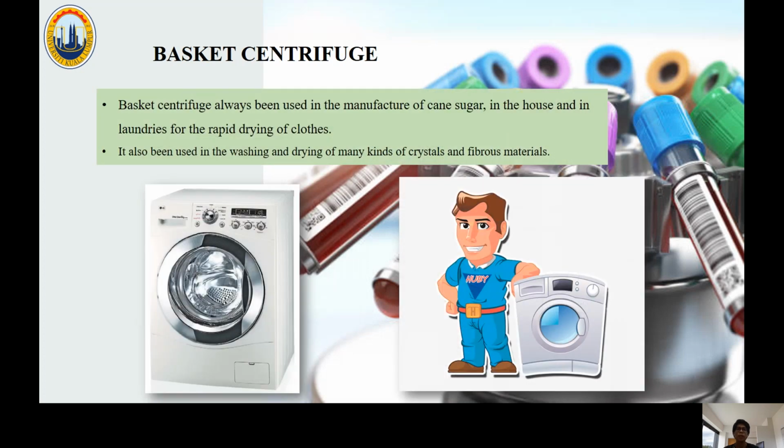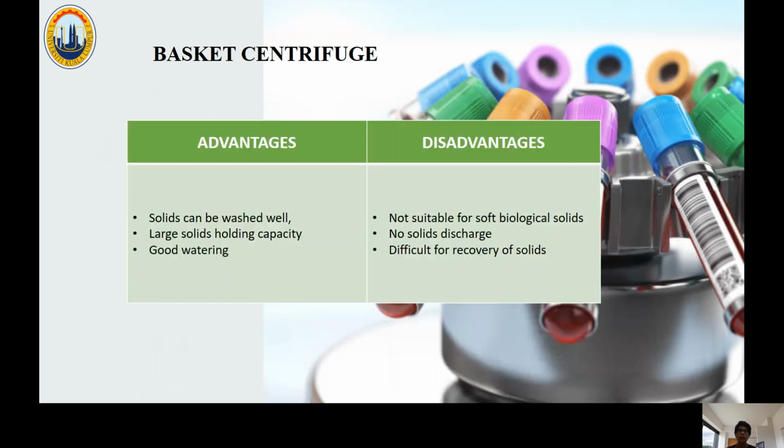Basket centrifuges are always used in the manufacture of cane sugar, and in the house and laundry for drying of clothes. They are also used in the washing and drying of many kinds of crystal and fibrous material. And actually, a washing machine is an example of a basket centrifuge.